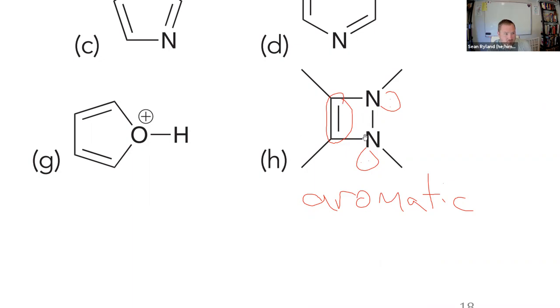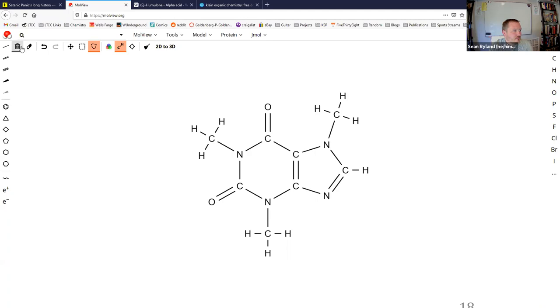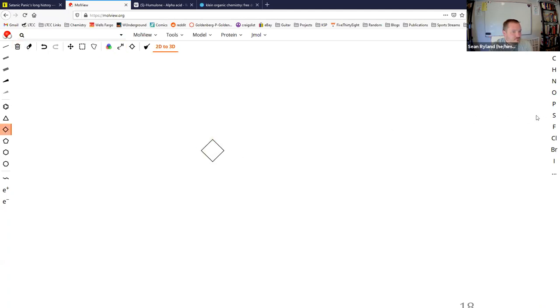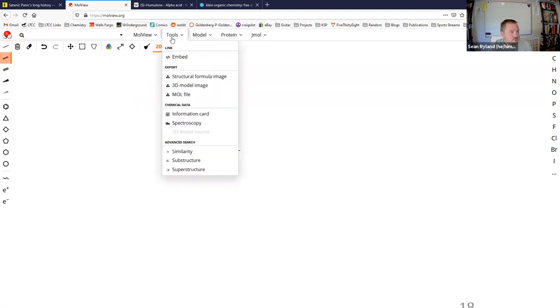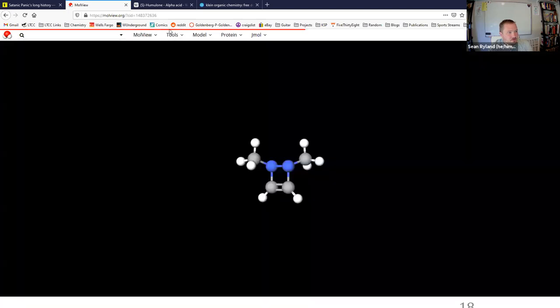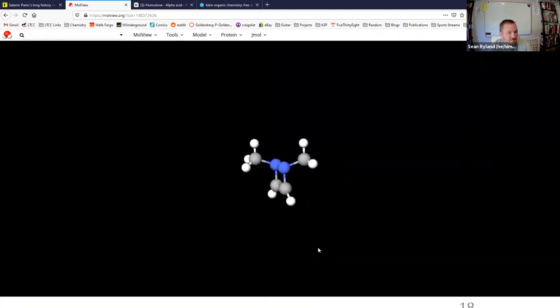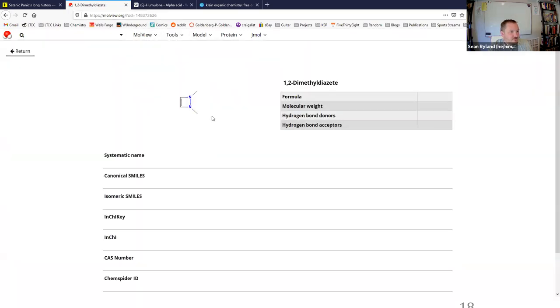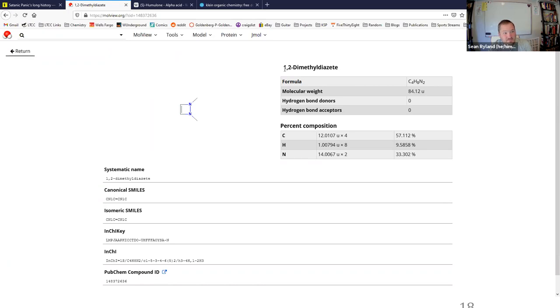So I'm actually kind of curious, if we put this structure into MolView, it might actually be stable enough that it has a name on MolView. So with the 2 minutes we have left, let's look at that out of curiosity. First off, I guess we could do, maybe. Let's see. That's stable enough. It has a name: dimethyl diazite.